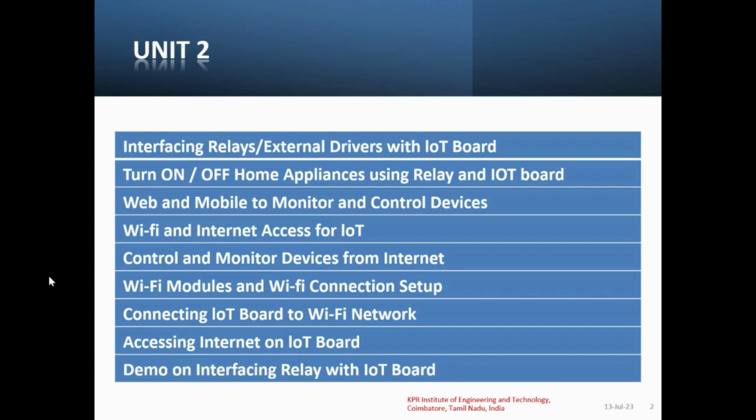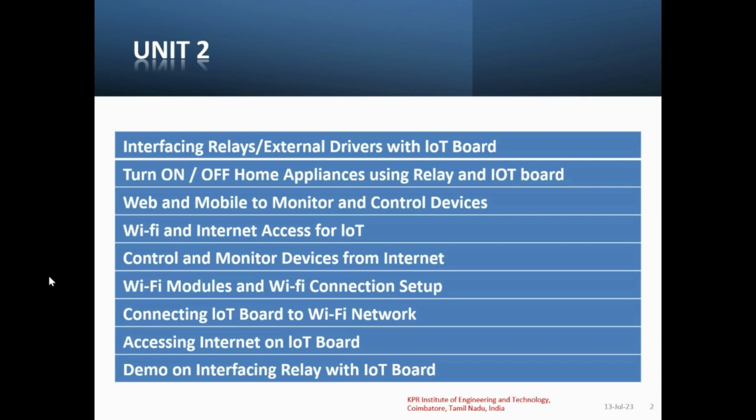It comprises many things, which includes interfacing of relays or external drives with IoT boards. IoT boards may be Arduino, Raspberry Pi, etc., the development boards. Then we are going to see the turn on and off of simple home appliances using relays with the help of IoT boards. Then the third topic consists of web and mobile monitoring and controlling of devices. The fourth topic is we will introduce Wi-Fi here to get internet access for these IoT applications.